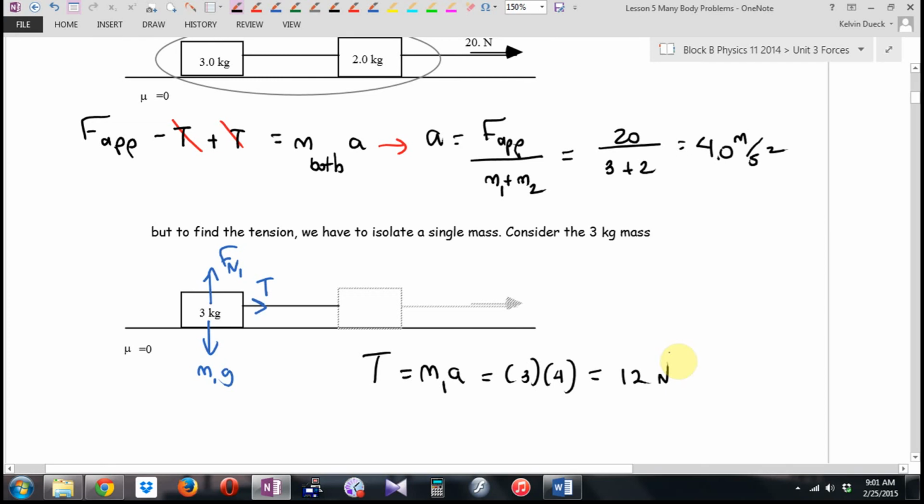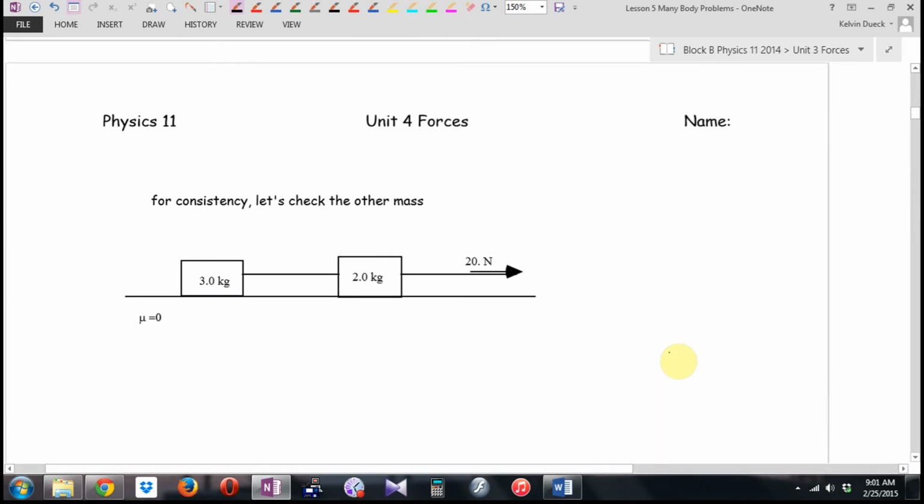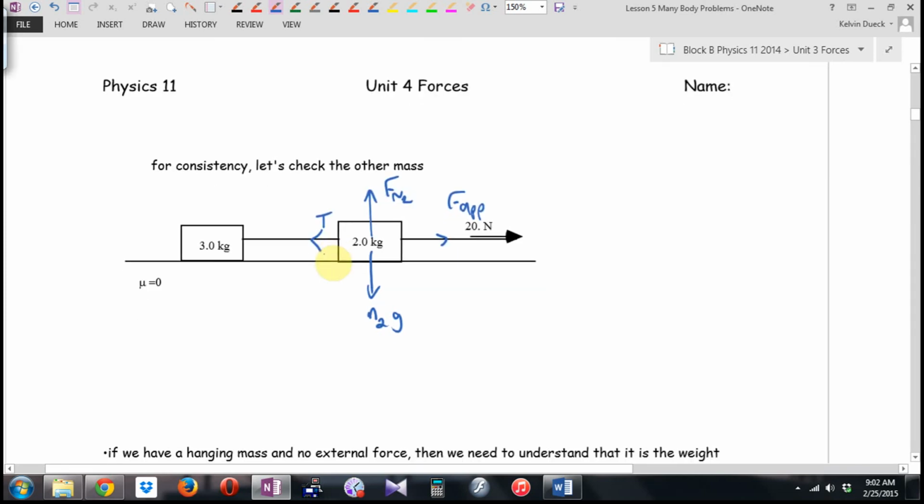Wait a minute. What if instead of looking at mass 1, I had looked at mass 2? What were the forces acting on mass 2? If I recall, it was M2G, normal force 2, the applied force, and then we had tension this way, right? Is that correct? Okay. Looking at mass 2, who's winning?